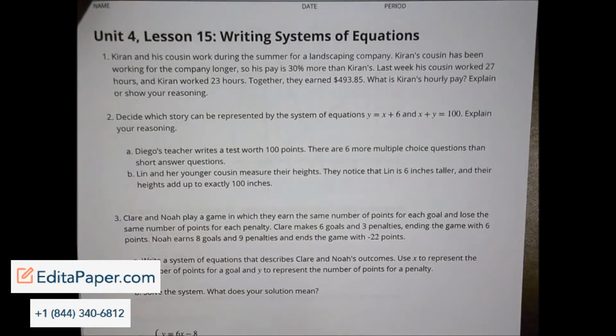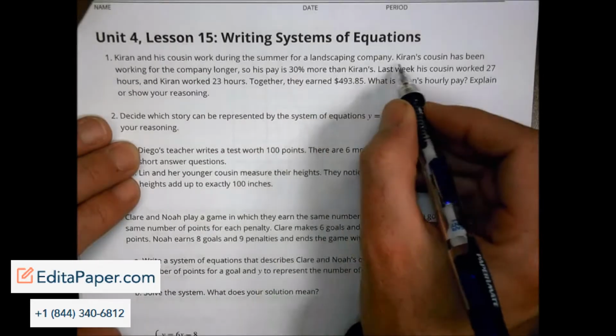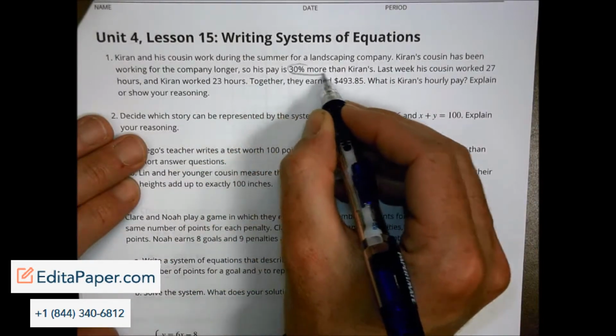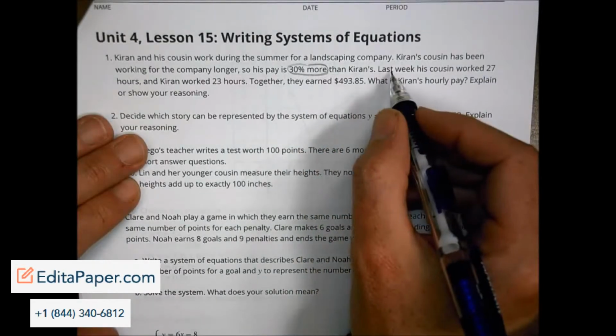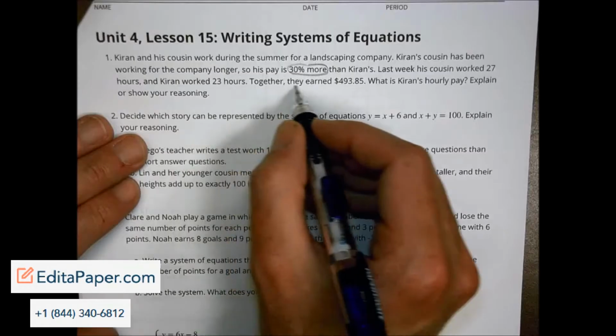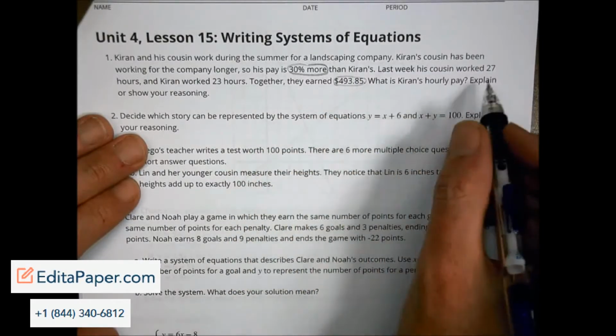Okay, homework. Here we go. Kieran and his cousin worked during the summer for a landscaping company. Kieran's cousin has been working for the company longer, so his pay is 30% more than Kieran's. Last week, his cousin worked 27 hours and Kieran worked 23 hours. Together, they earned $493.85. What is the hourly pay?